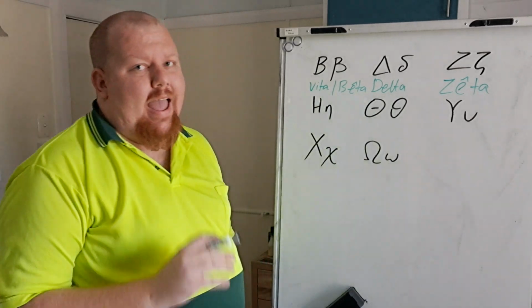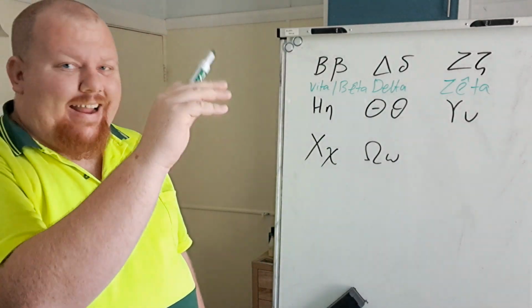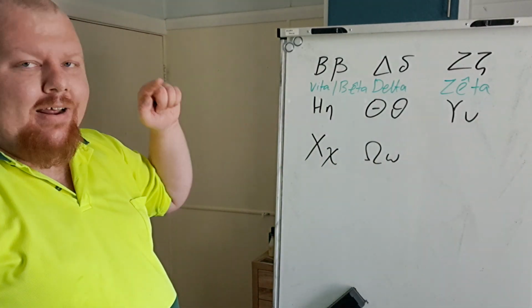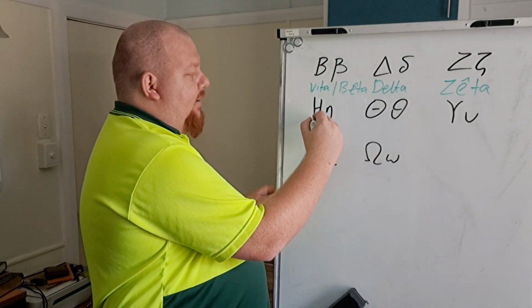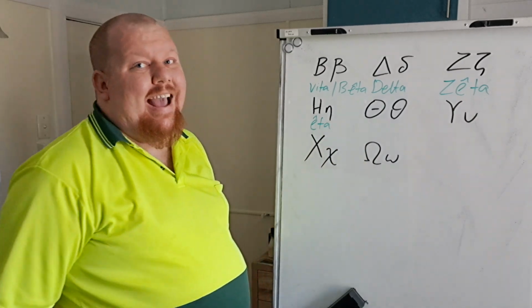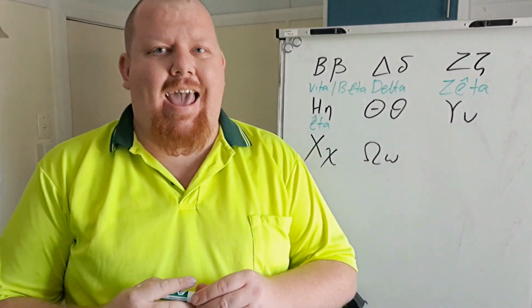So that E sound and that E sound is different because eta is different. So instead of saying eta, you say eta. So it's like e.